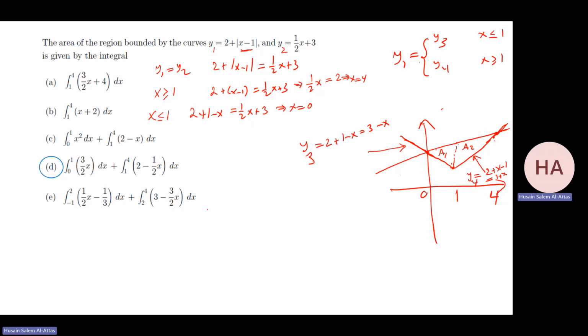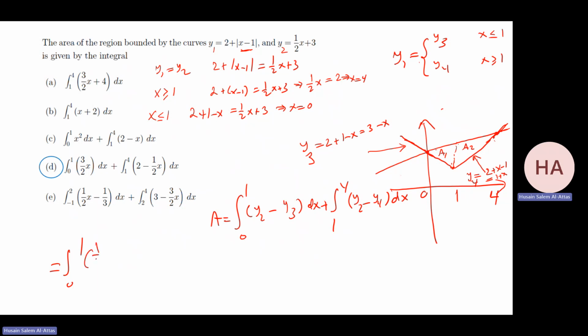So now my area will be the integral from 0 to 1 of y2 minus the negative part of the absolute value, which is y3, dx, plus from 1 to 4 of y2 minus the positive part of the absolute value, which is y4. Let me do the calculations. He doesn't want me to find the value, he just wants me to find the format.